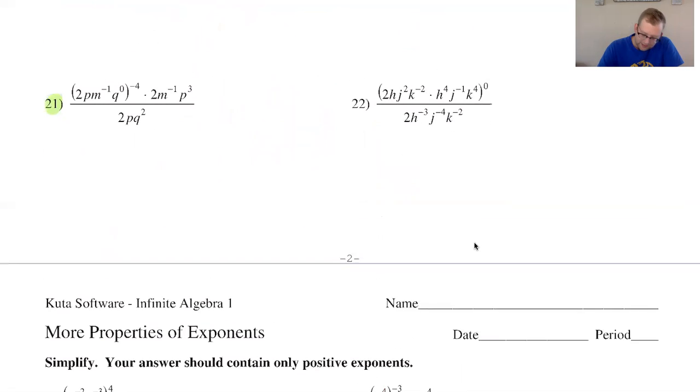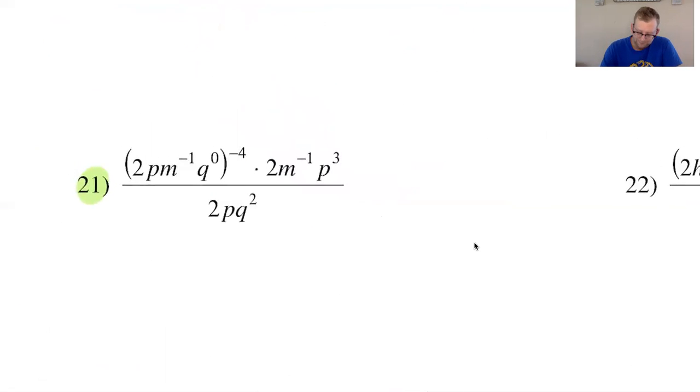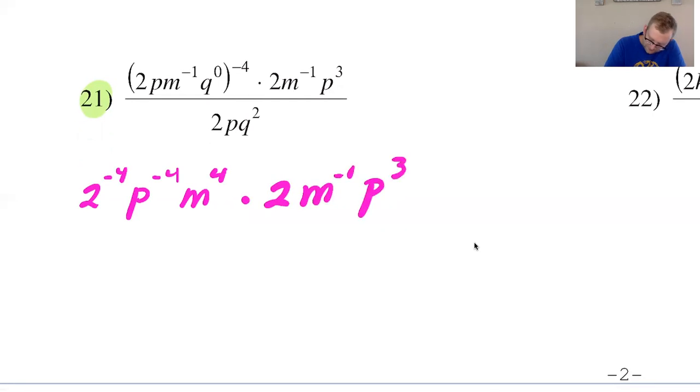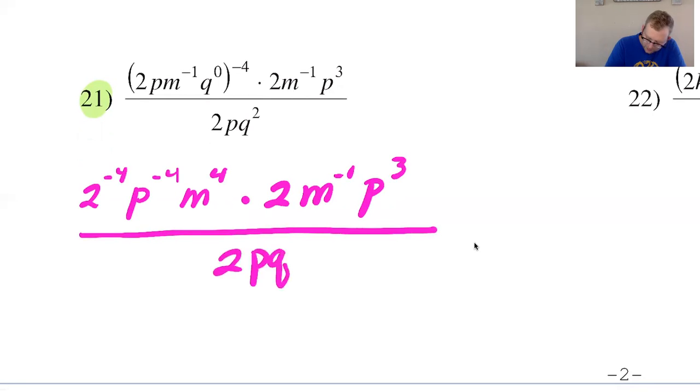And then the last one I would like to do is this beast right here. And I will start off similar to how I started off the previous problem. So 2 to the negative 4, p to the negative 4, m to the positive 4, and then q to the 0 is 1, 1 to the negative 4 is 1. So I don't need to write that. Times 2, m to the negative 1, p cubed, all over 2pq squared. Well, I have a 2 here and a 2 here, so those will cancel.